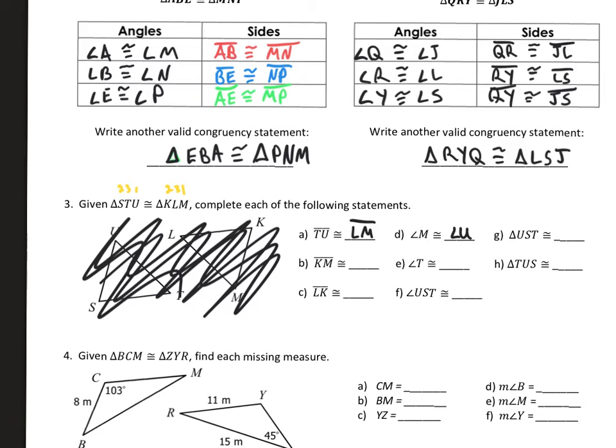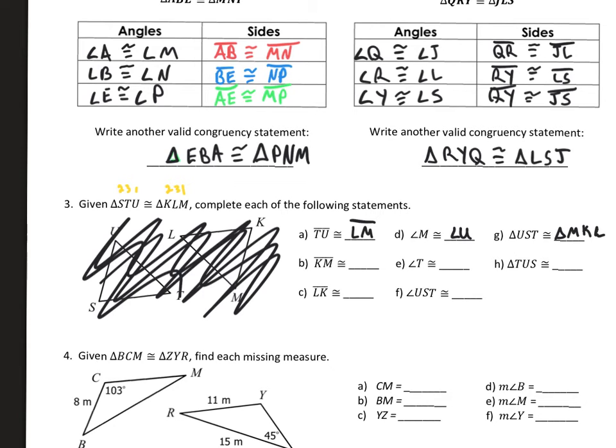I'll make it a color that's more legible. Triangle. U matches up with M. S matches up with K. And T matches up with L. MKL. Not bad, right? All right, so KM.